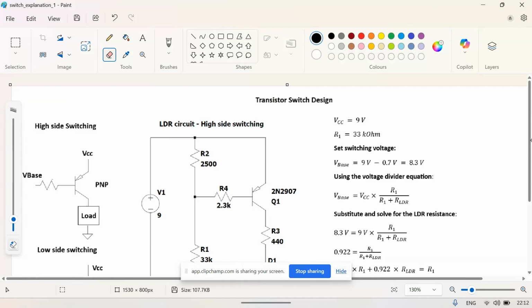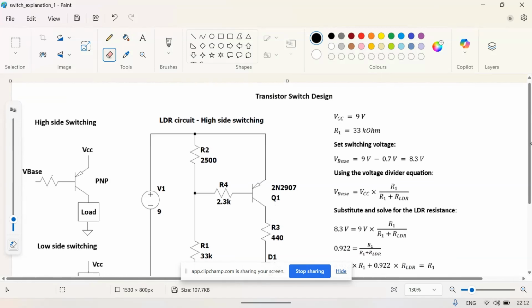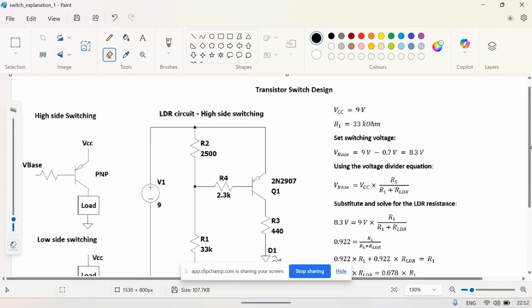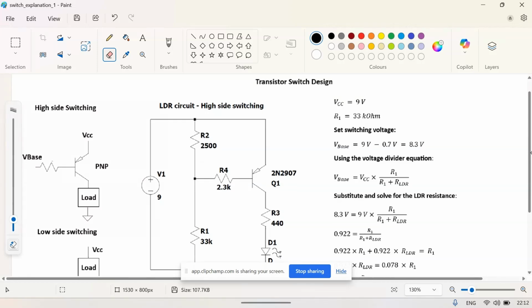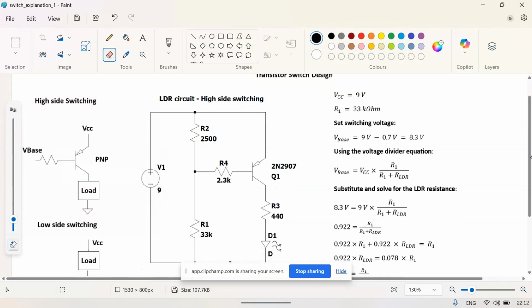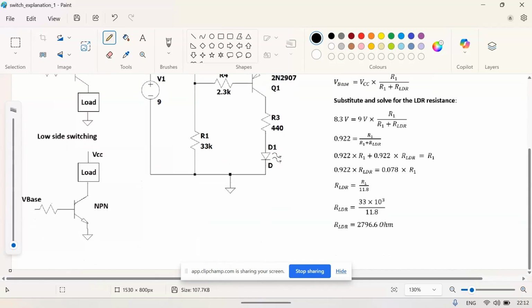In this video, we are going to see how to design a transistor switch. In this switch design, there are two kinds of ways in which you can design a switch. One is called high side switching. In the case of high side switching, the load is connected between the collector and the ground node, and a PNP transistor is used. While in the case of low side switching, the load is connected between the VCC and the collector of the transistor, and an NPN transistor is used in this case.